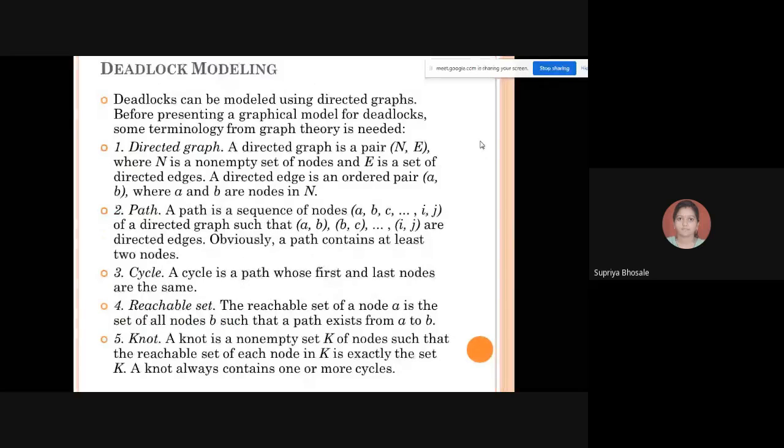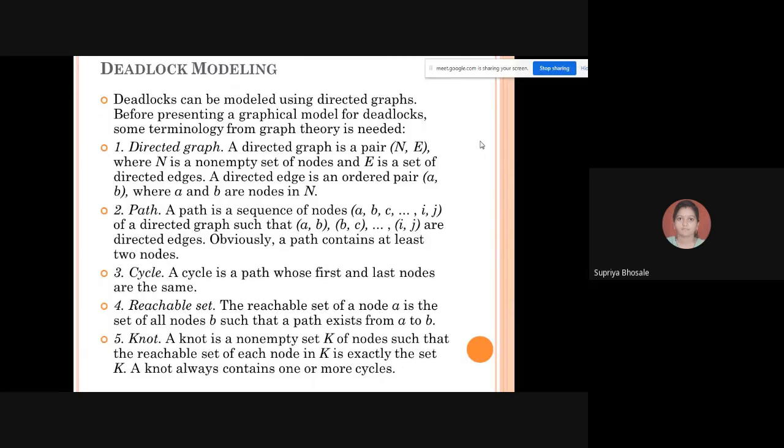So for deadlock modeling, how do we maintain these particular models of deadlocks? These are modeled using directed graphs. Before presenting a graphical model of deadlocks, some terminology from graph theory is needed.